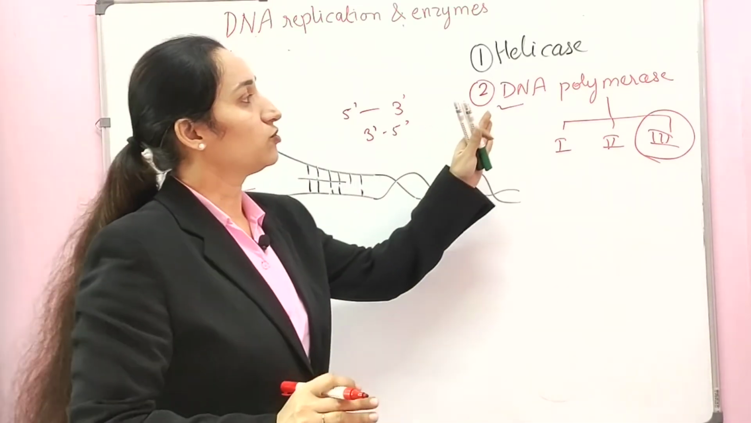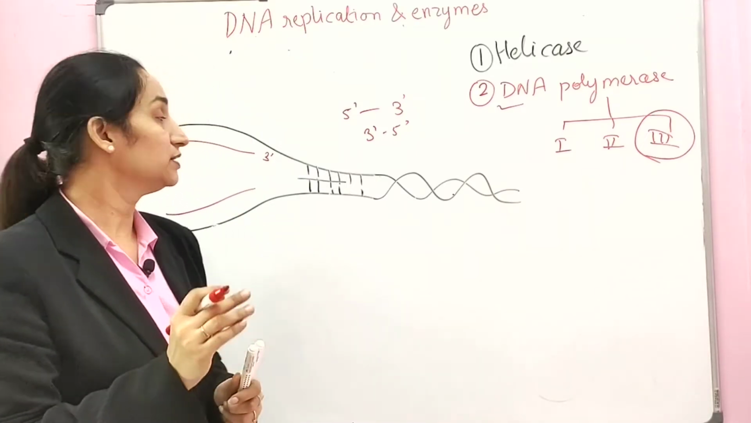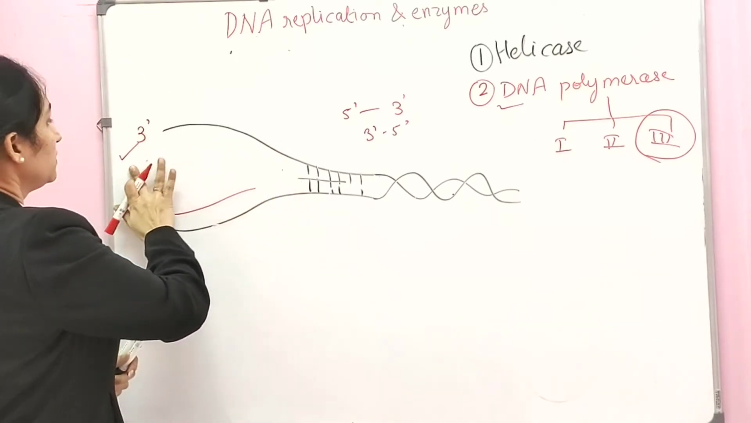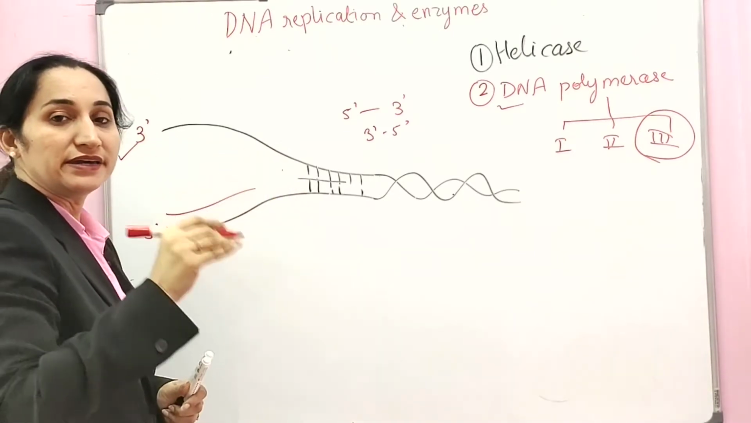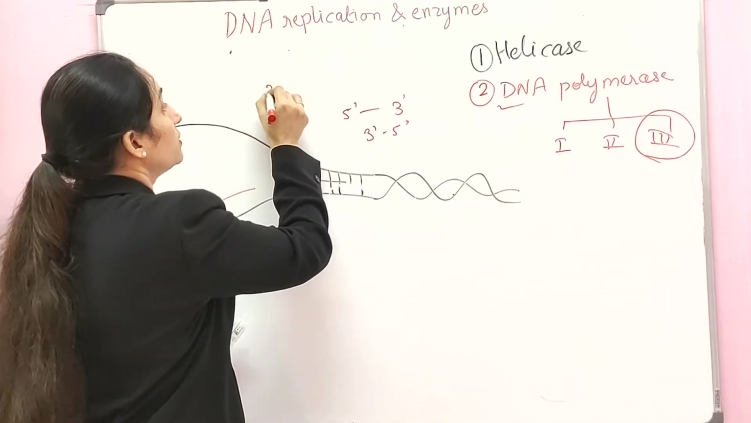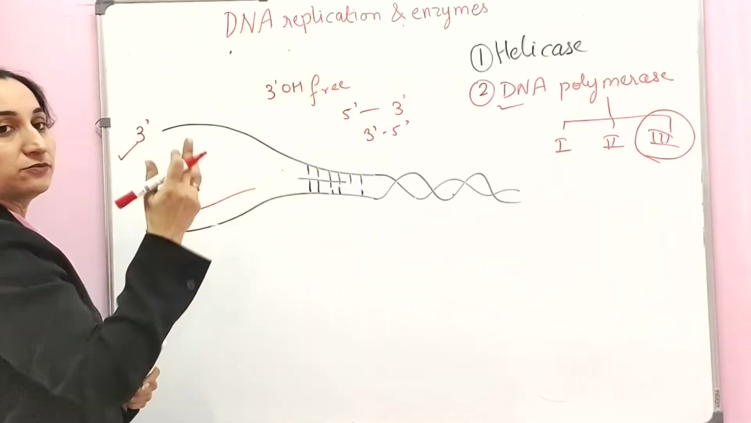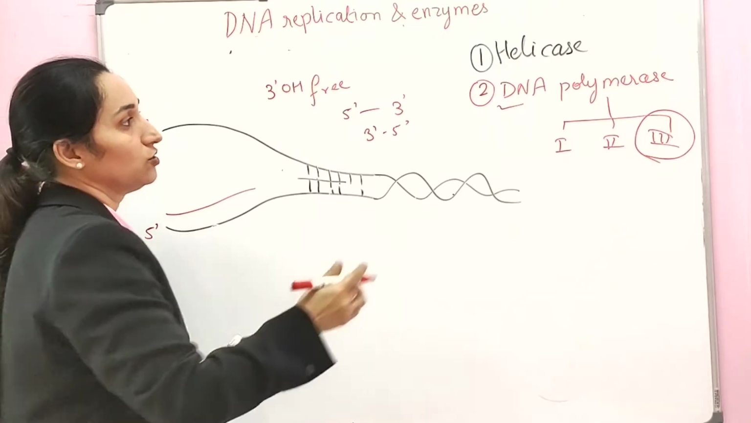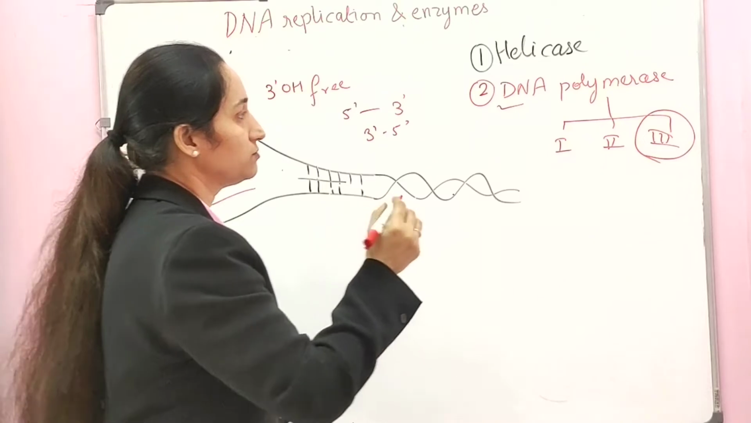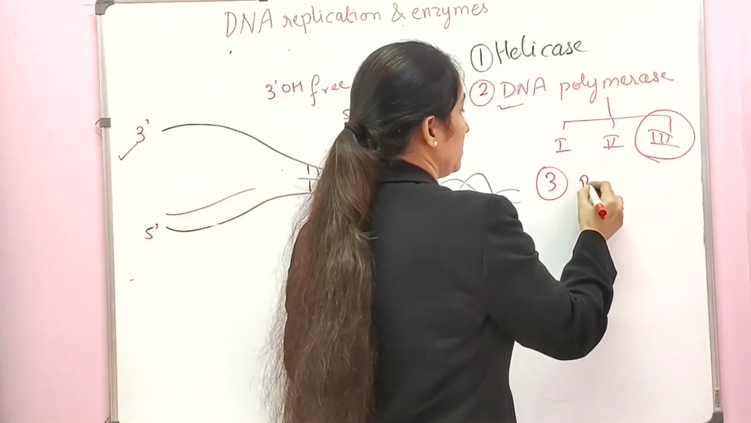And the second thing about DNA polymerase is that it cannot start from scratch. What does that mean? It means this DNA polymerase 3 cannot form this complementary strand by itself. It cannot start. It can add nucleotides on a 3'-OH free end. Now, where is the 3'-OH free end? We don't have it. So, DNA polymerase 3 cannot work even on this complementary strand. So, now comes into action the third enzyme, that is primase.